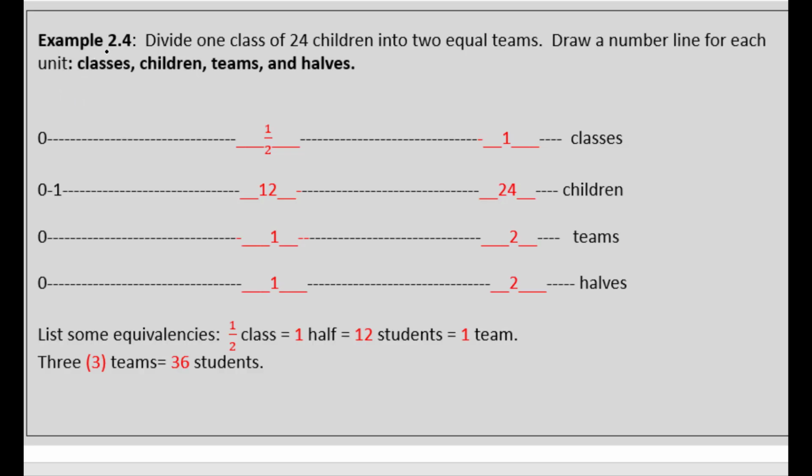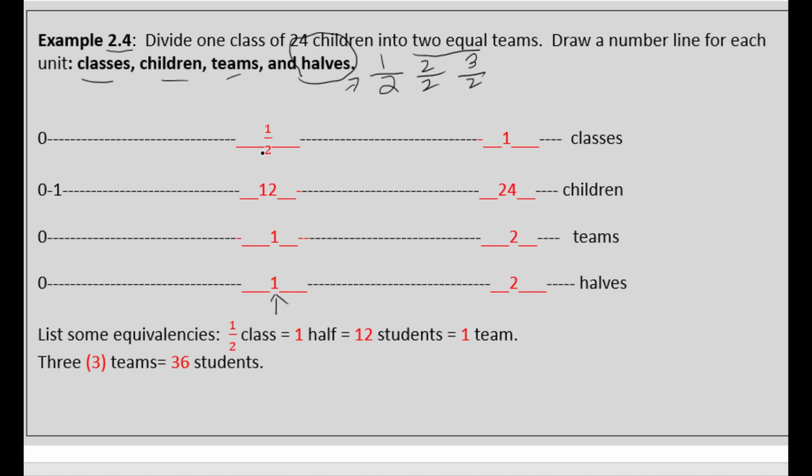So this is 2.4, but you don't have to turn it in. It's just supposed to be read ahead of time. And I'm just going to go over this just a teeny bit, just to explain one thing that's happening here. So you could divide one class of 24 children into 2 equal teams. Draw number lines for classes, children, teams, and halves. So we're introducing halves, which is a fraction, right? Which is something over 2. 1 half, that's 2 halves, that's 3 halves, right? So these are all equivalent here because they're lined up vertically.